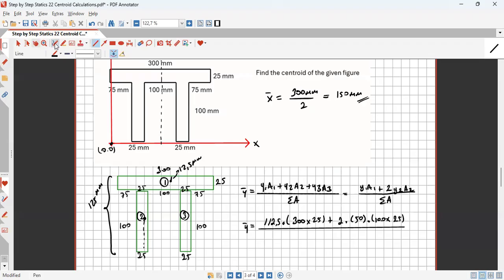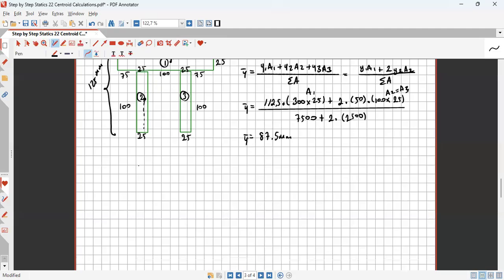This is A1, 7,500, plus 2 times. These are A2 and A3. It means 2,500. Hence, we calculate our y coordinate as 87.5 millimeter.